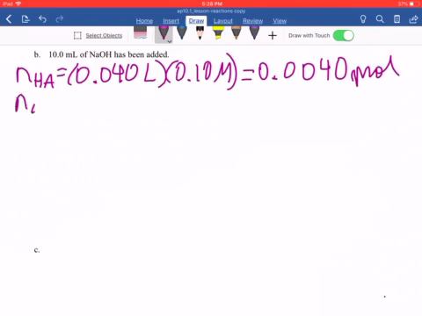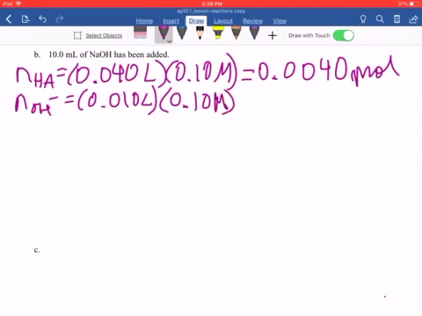All right, the moles of hydroxide, same thing. We have 10 milliliters. I'm going to convert that to liters, so 0.010 liters. And the molarity up above was 0.10. So when you multiply those two together, you end up with 0.0010. And that's of hydroxide.